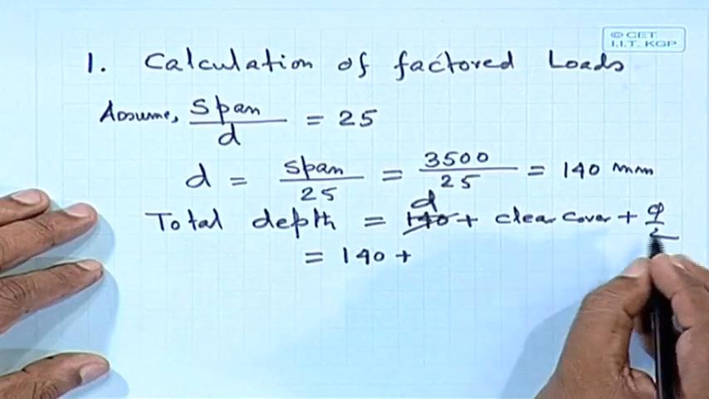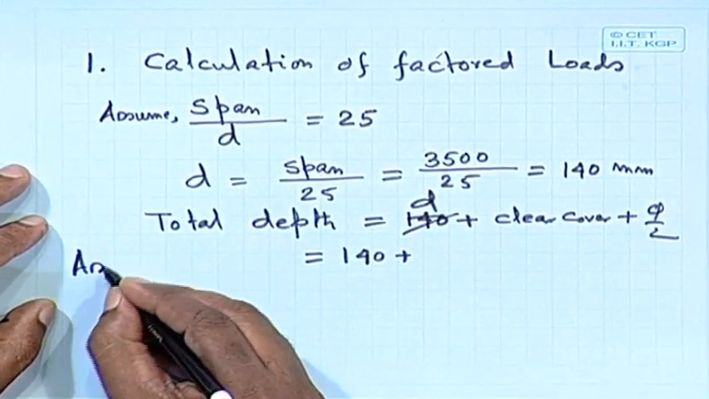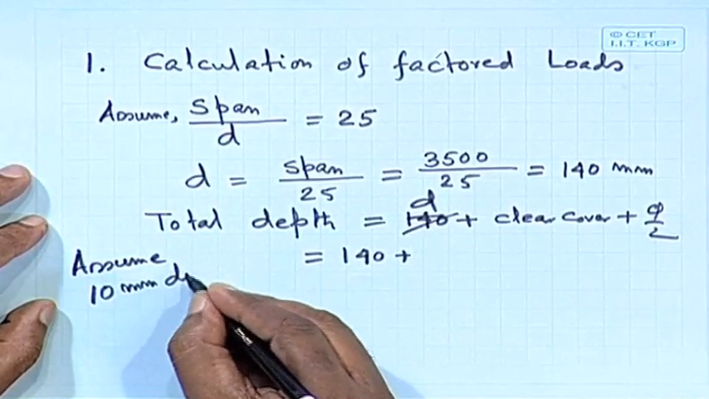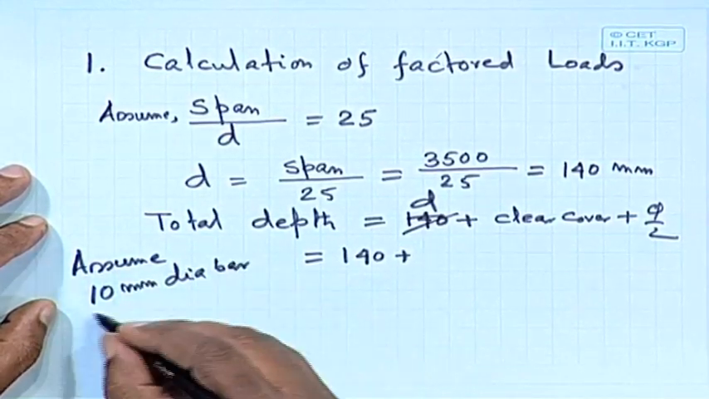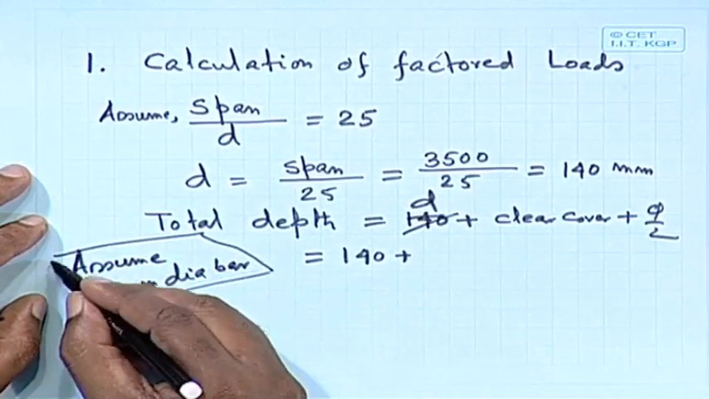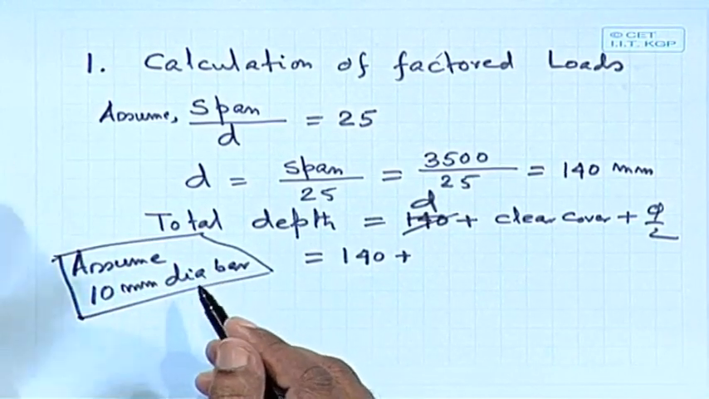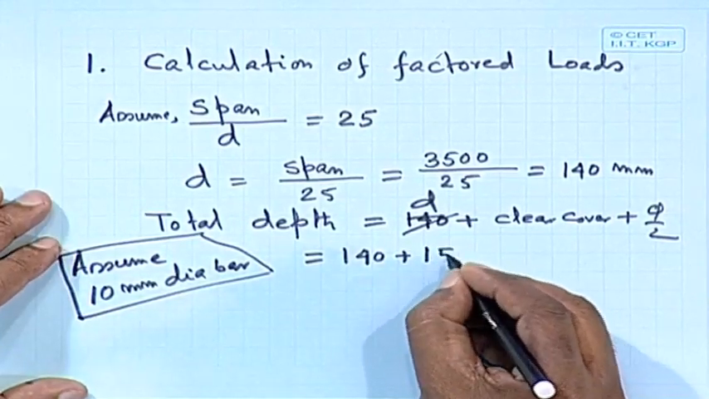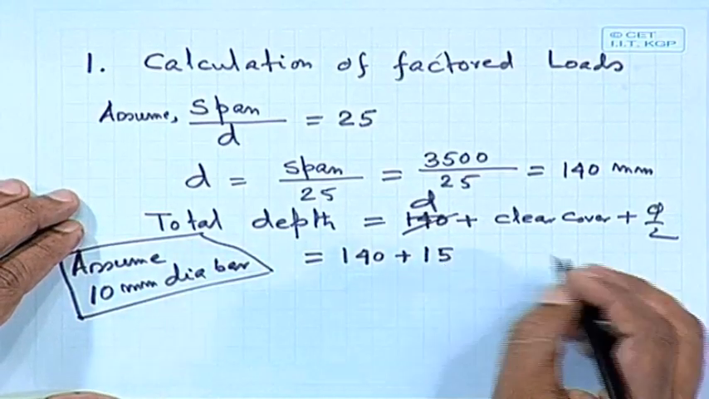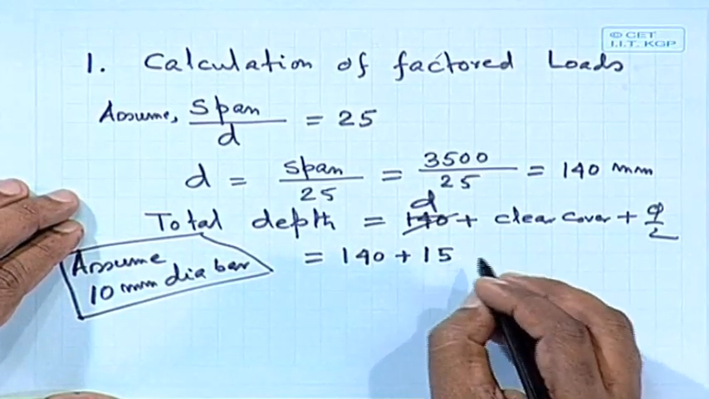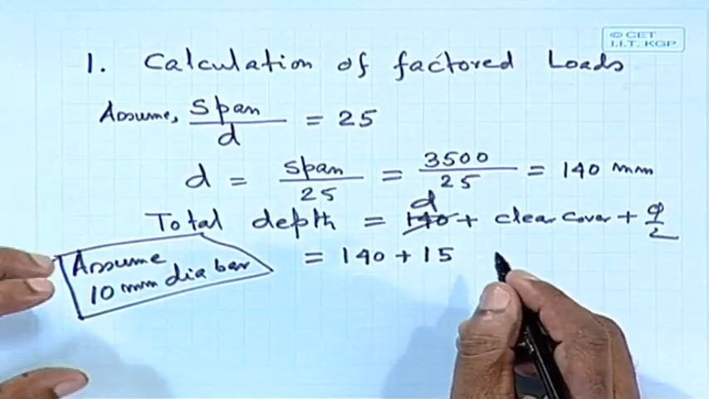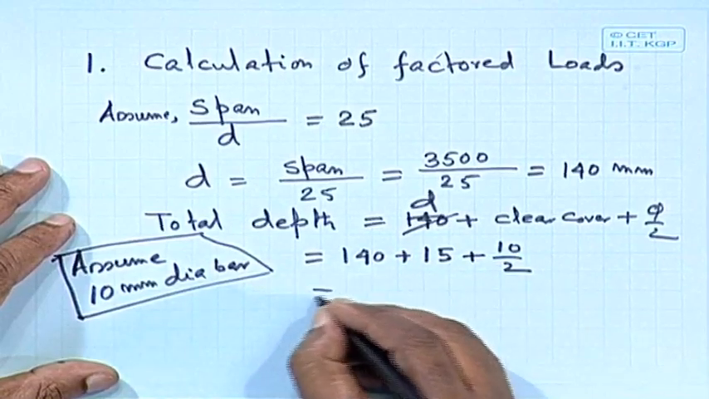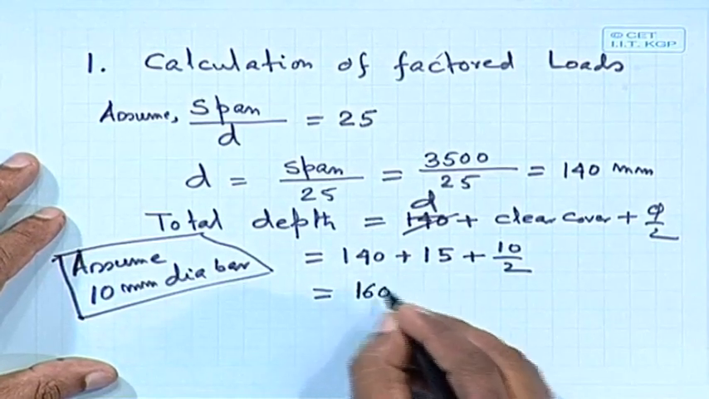Clear cover, how much shall we take? Let us assume a 10 mm dia bar. For slab we shall generally use 8 mm, 10 mm or 12 mm. So, in our case, even for mild exposure we are getting a clear cover of 15, because we are using less than or equal to 12 millimeter. Plus 10 by 2, and we get 160 millimeter.